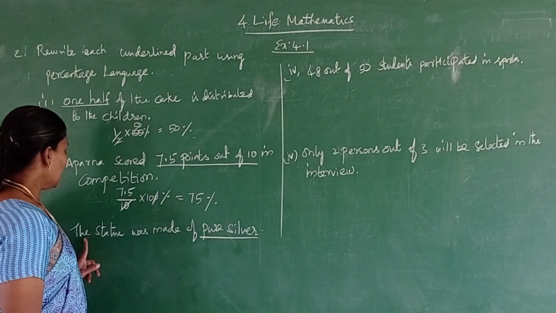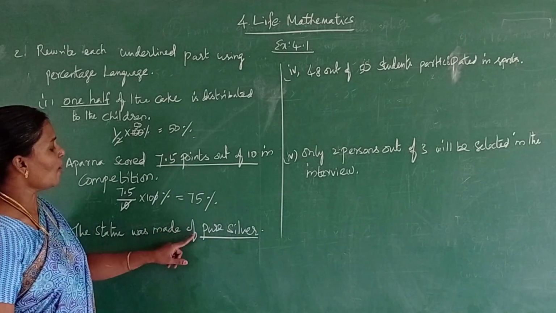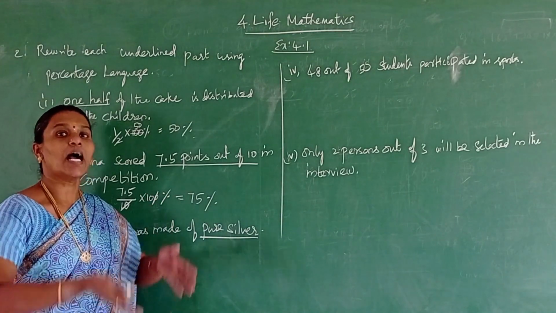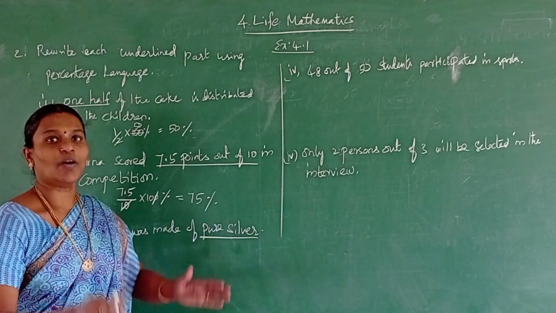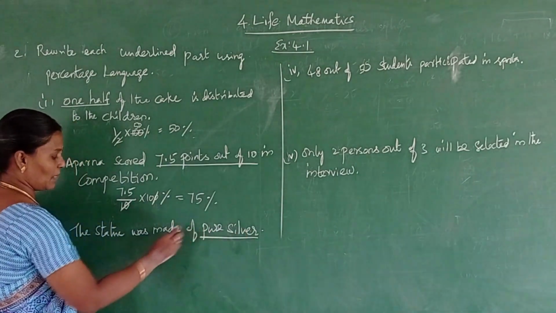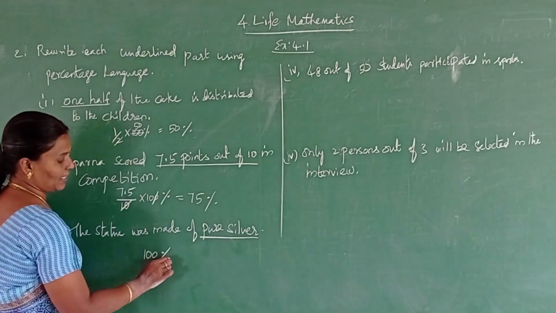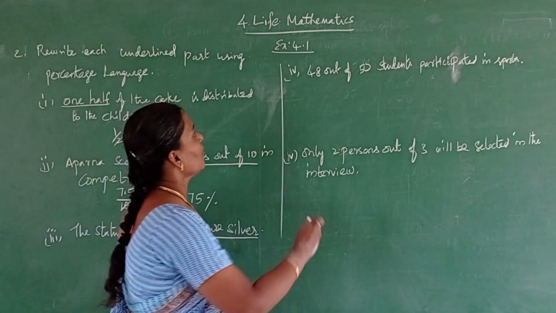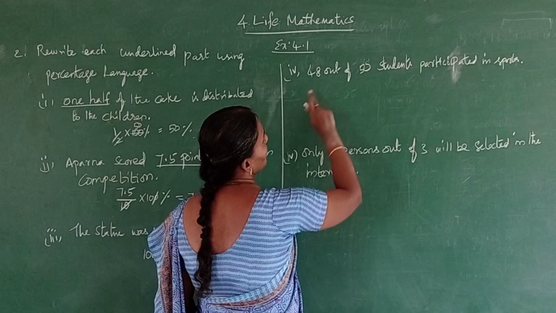Now see, the statue was made of pure silver. When we say pure, that is 100 percentage. Only then can we say pure. Okay, so the pure silver means 100 percentage of silver. Am I correct, children? Good. Yes. Okay.